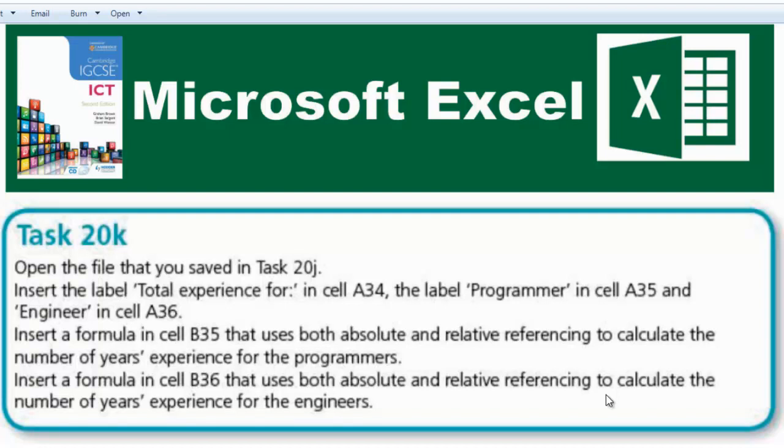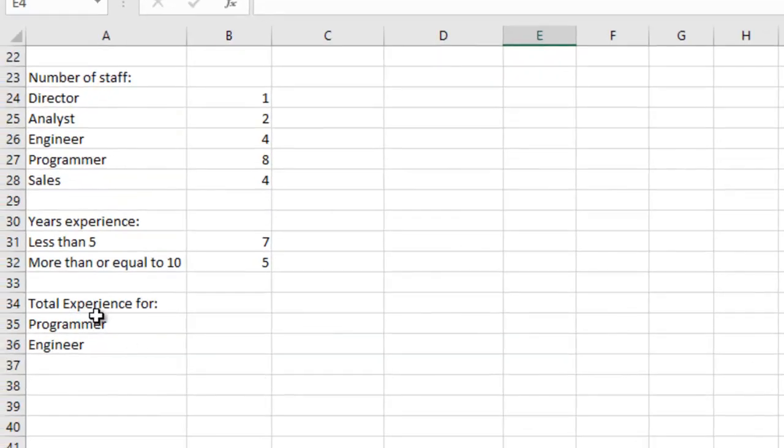In this video we're going to be looking at task 20k. For this task we are meant to open the file that we saved in task 20j and also have some labels in cells A34 to A36 before we answer the questions. You can pause the video and go ahead to read the questions and understand them. Very good. So here I have the labels already.